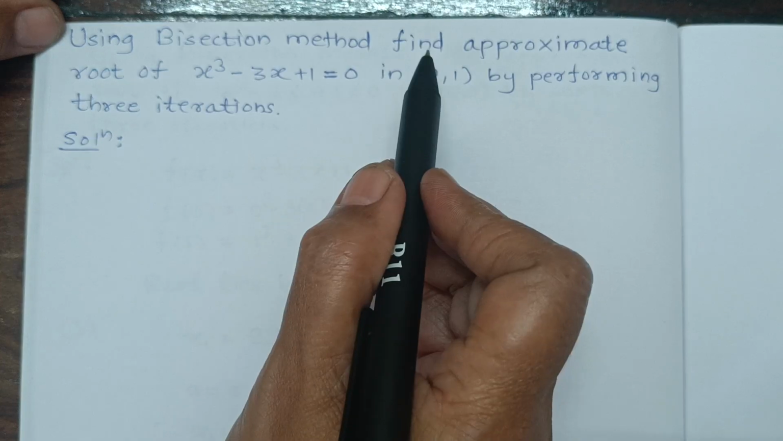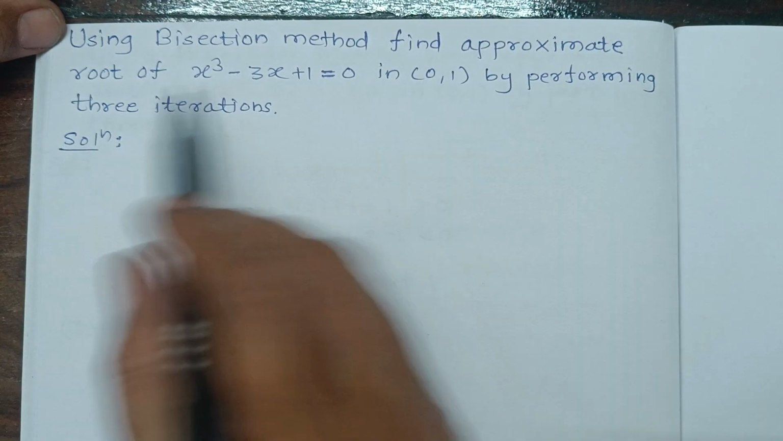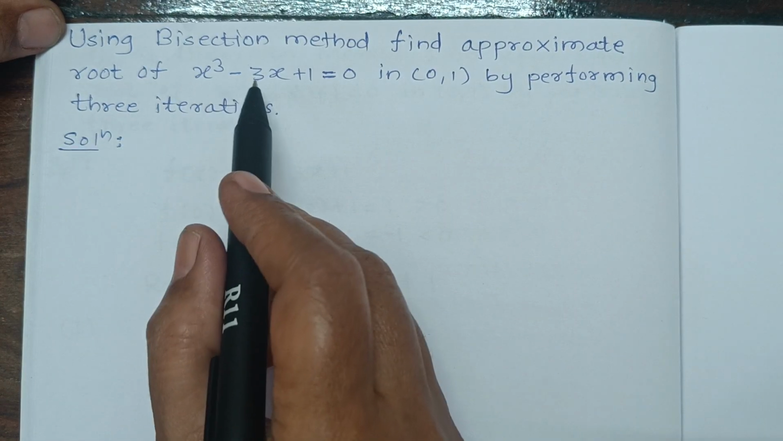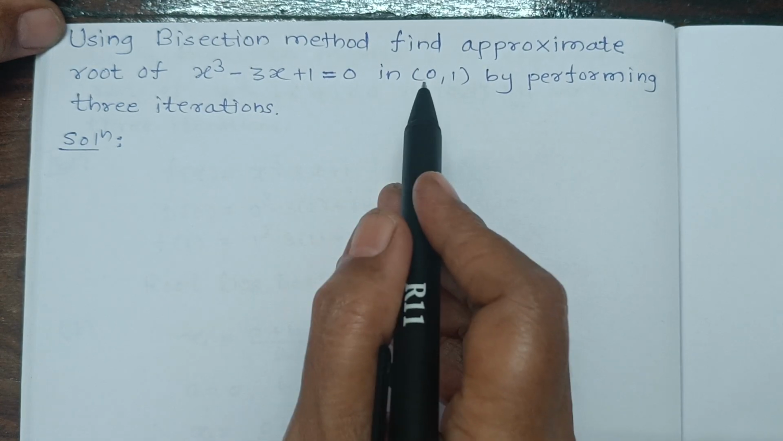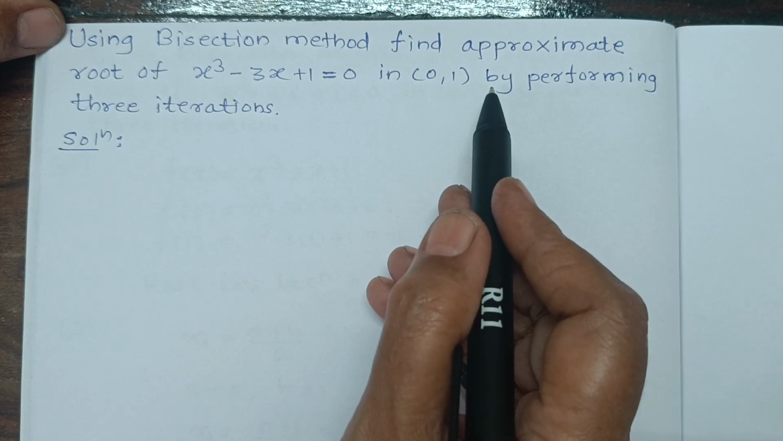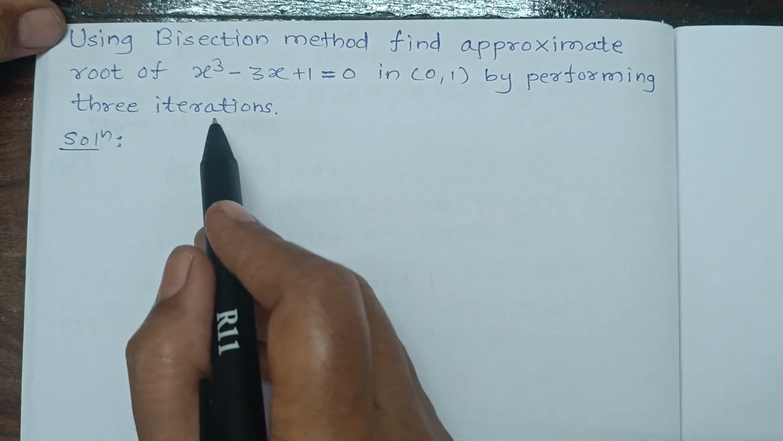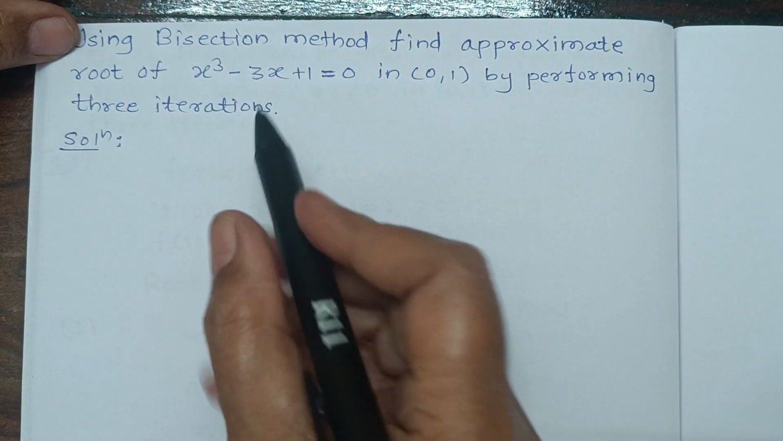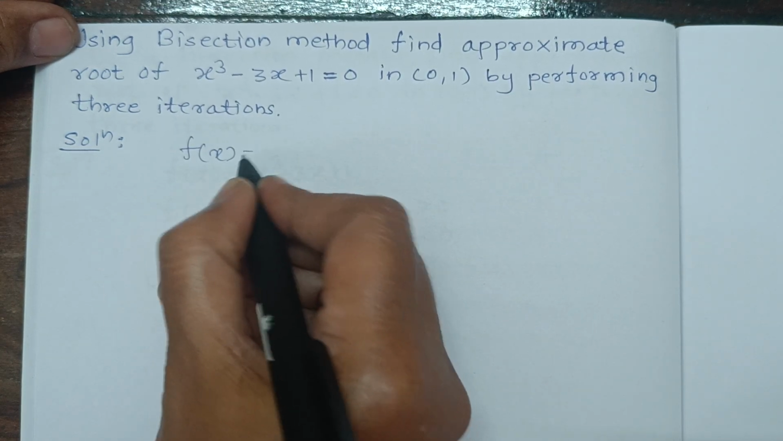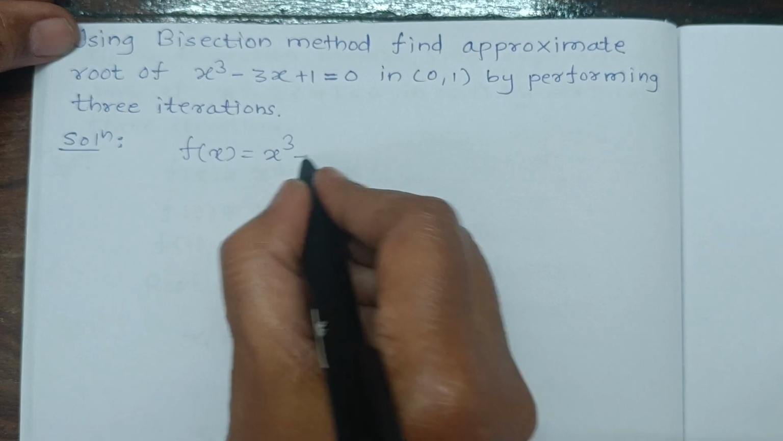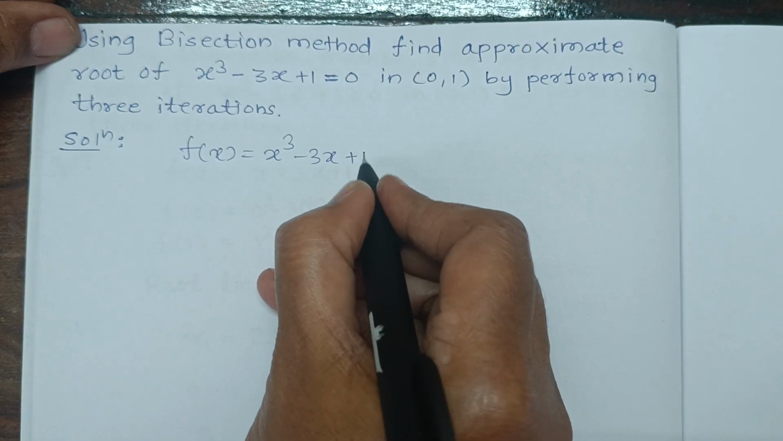आज हम लोग सॉल्व करते हैं बाइसेक्शन मेथड का एक सम। क्वेश्चन इज: यूजिंग बाइसेक्शन मेथड फाइंड अप्रोक्सीमेट रूट ऑफ x cube minus 3x plus 1 is equal to 0 in interval 0 1 by performing 3 iterations. Now let this be f(x). f(x) is equal to x cube minus 3x plus 1.